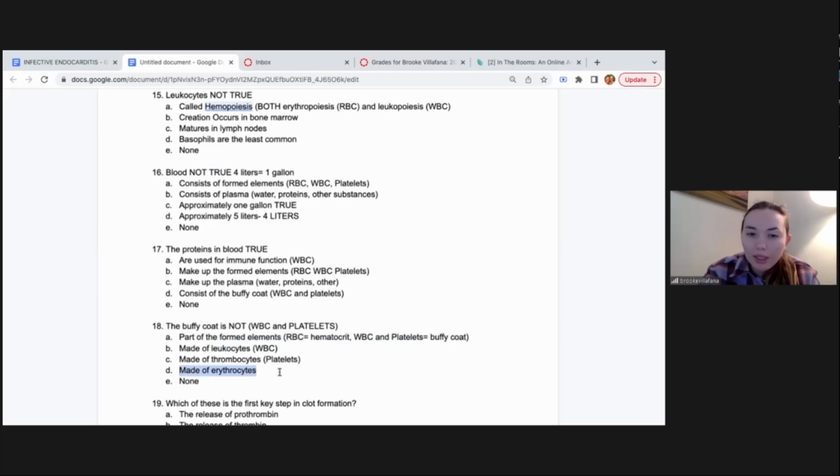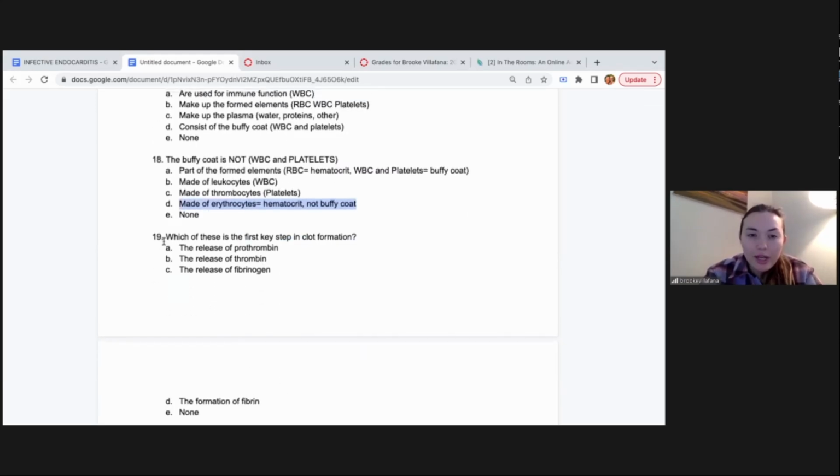Erythrocytes or red blood cells are not part of the buffy coat. Erythrocytes or red blood cells are hematocrit, so not buffy coat. Does that make sense? So the correct answer is D, because the buffy coat is not made of erythrocytes. Hopefully that makes sense.